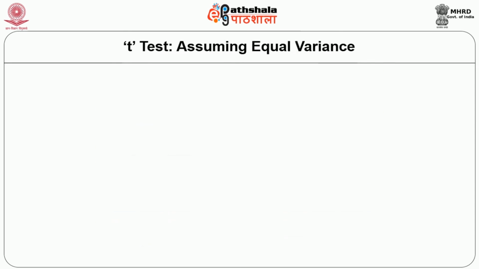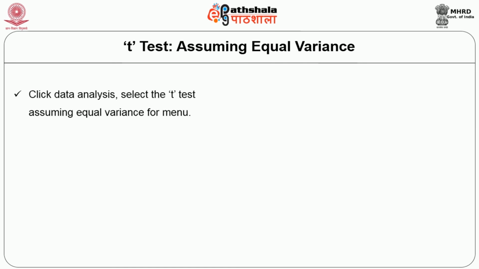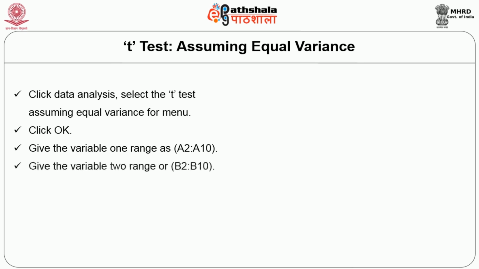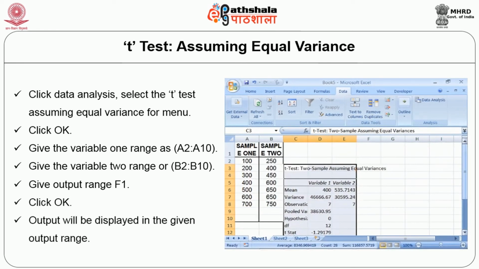T-test assuming equal variance. Click data analysis, select the t-test assuming equal variances from the menu. Click OK. Give the variable 1 range as A2:A10. Give the variable 2 range as B2:B10. Give the output range as F1. Click OK. The output will be displayed in the given output range.